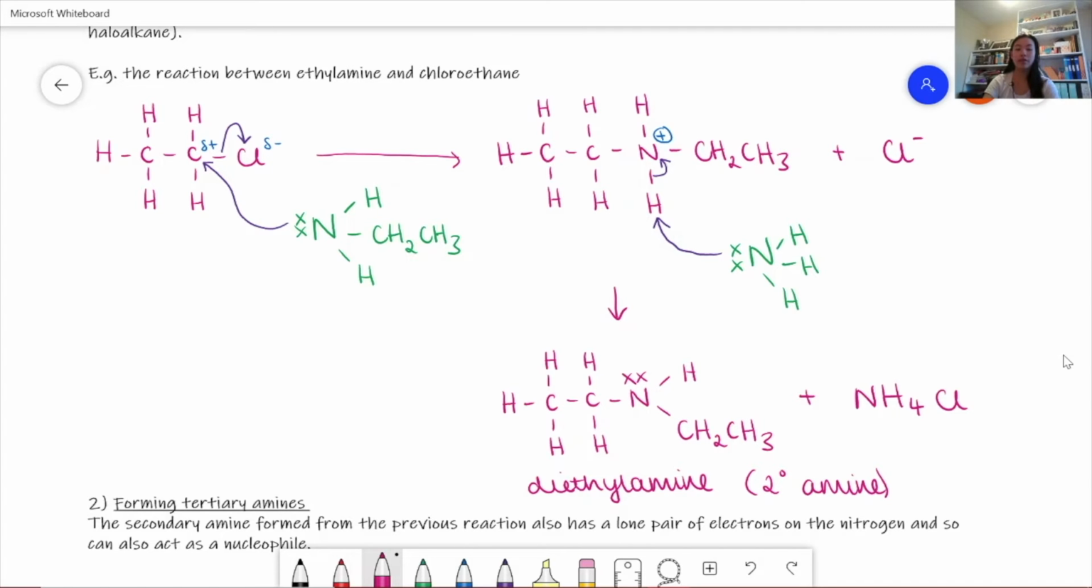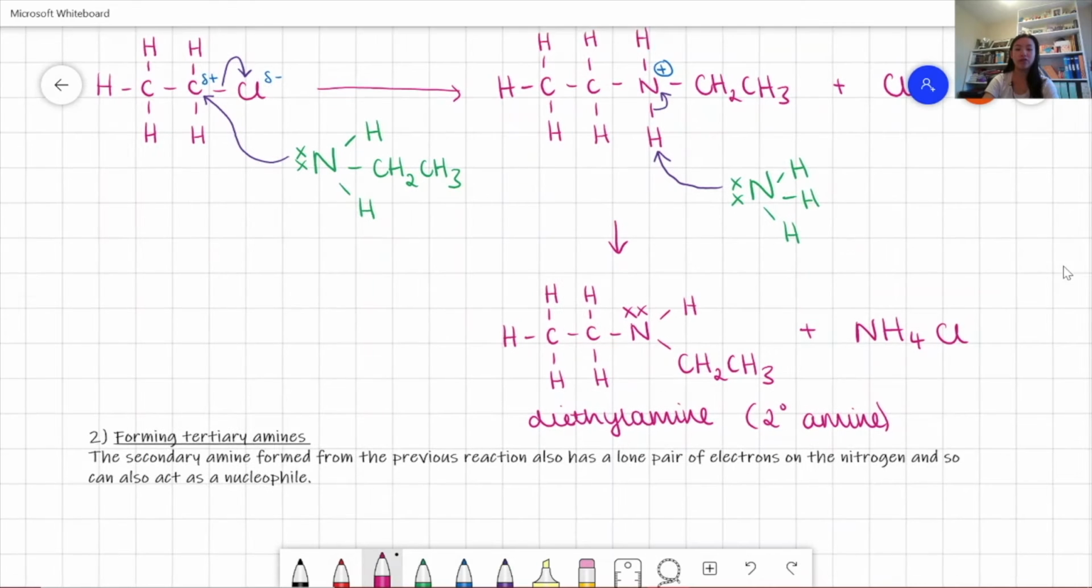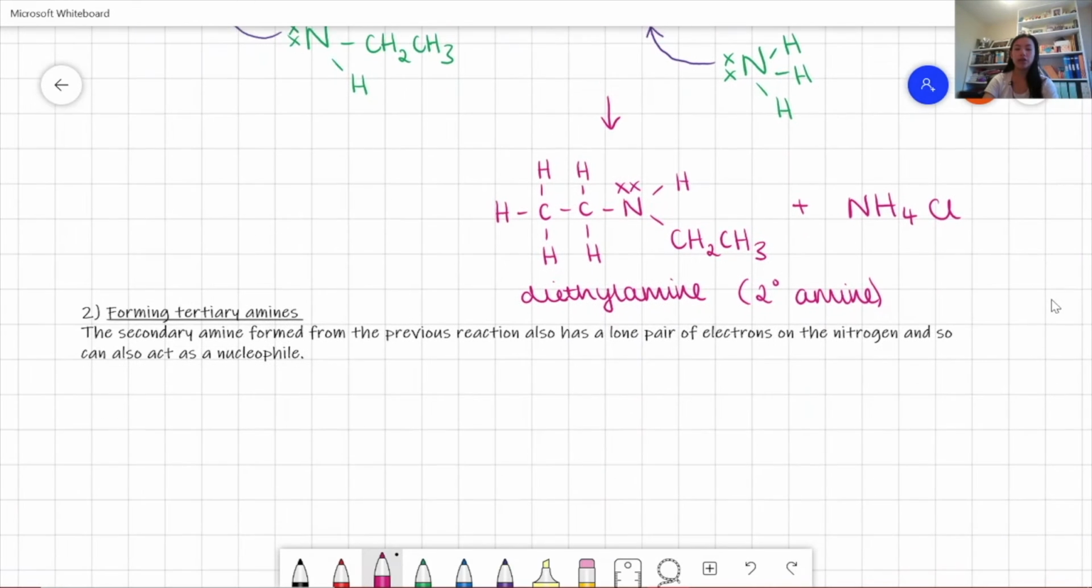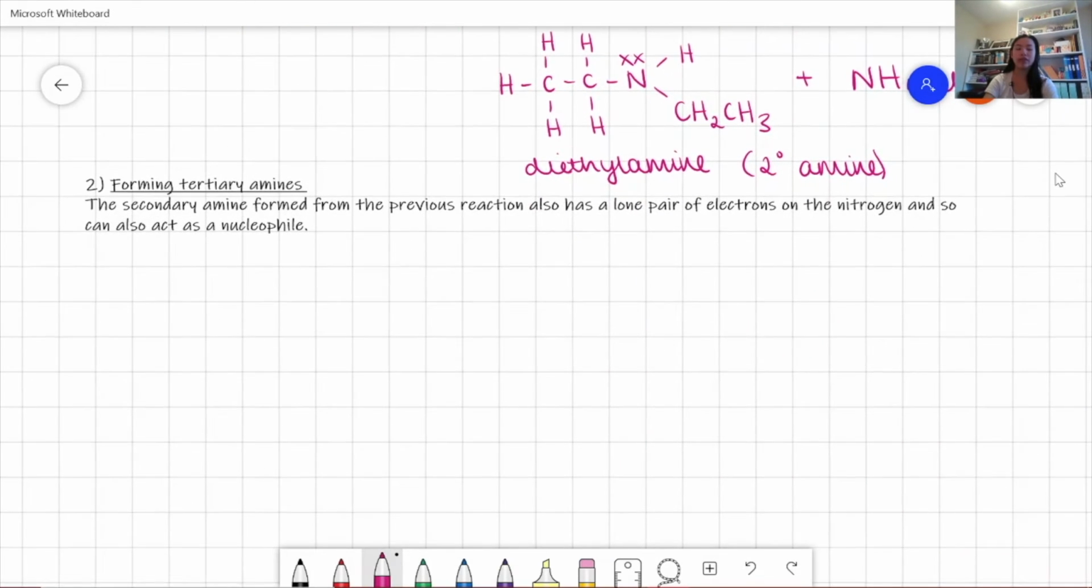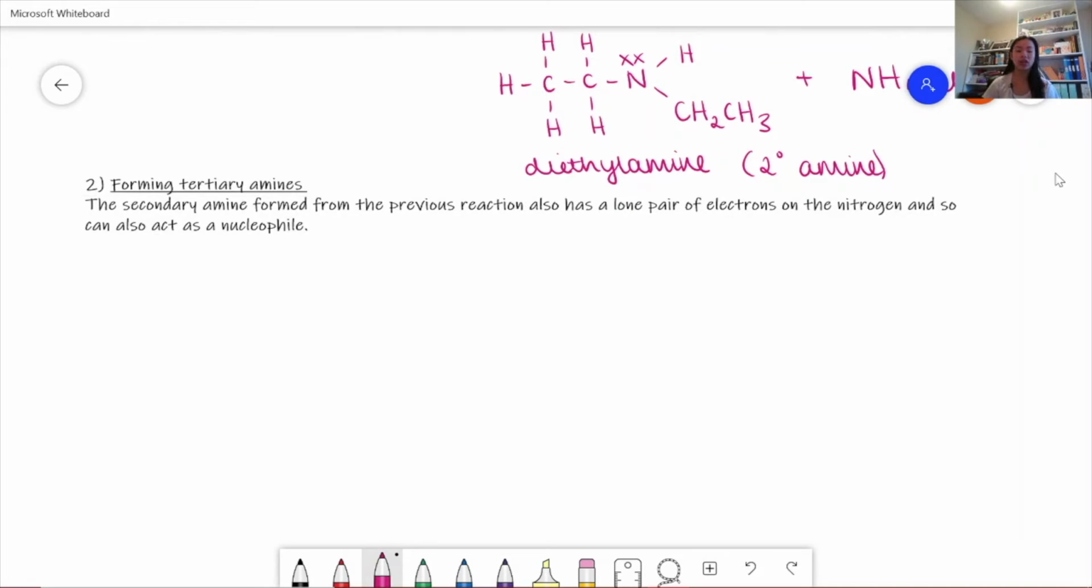And then what happens is that we get further substitutions where we can form tertiary amines. The secondary amine, which is formed from the previous reaction, also has a lone pair of electrons on the nitrogen, and so it can also act as a nucleophile. And this is the key point: every time we produce something, the nitrogen still has that lone pair of electrons, and so we can get further nucleophilic substitutions.